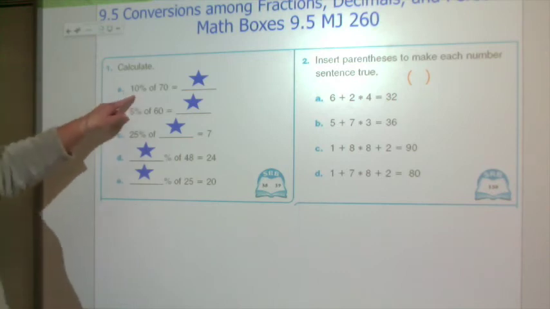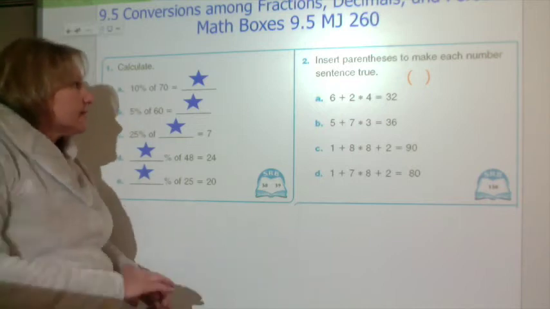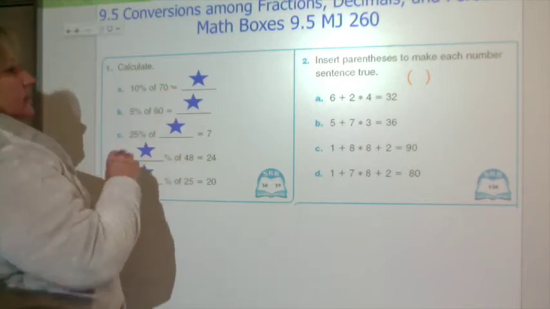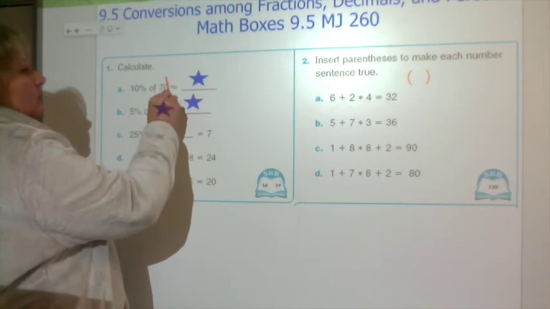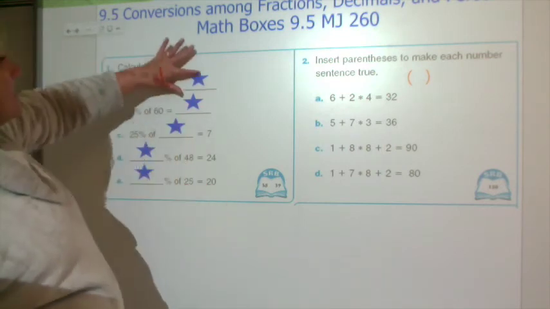Number 1, 10%. Remember the trick? Take off a 0, move the decimal point. So let's pretend the decimal point is right here. Take off the 0, move the decimal point by 1. Your answer will be 7.